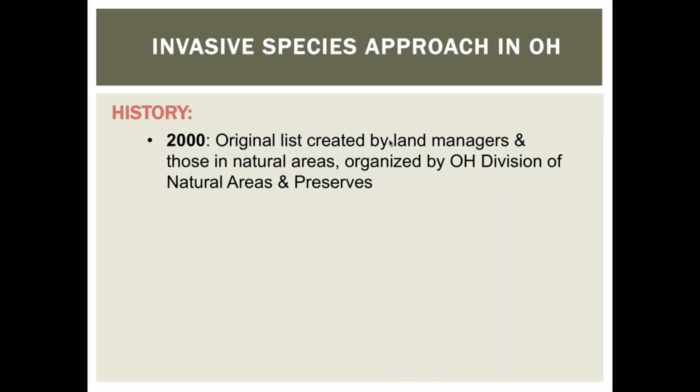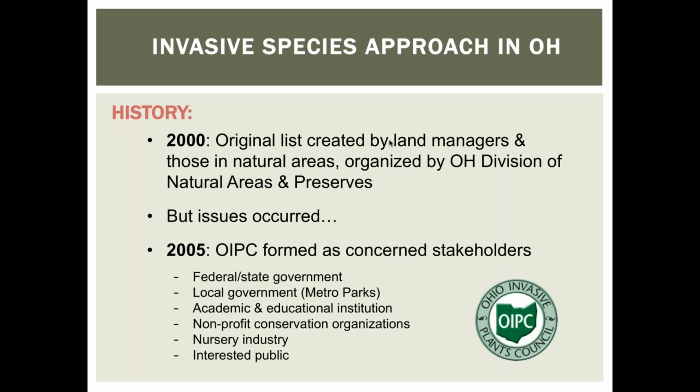Back in 2000, that's when our original list was created, and that just came about by land managers and people in natural areas who just got together around a table and compared notes and came up with a list of species, and that became the list for the state. But there were issues that occurred, and one of those was that the nursery industry was not at the table. And so when the list came out and there was something like purple loosestrife, Lythrum salicaria, again, this is back in 2000, that was on the list. And that at the time, you know, was important for the nursery industry as a plant that was sold. And so because of that, nothing much else happened since 2000.